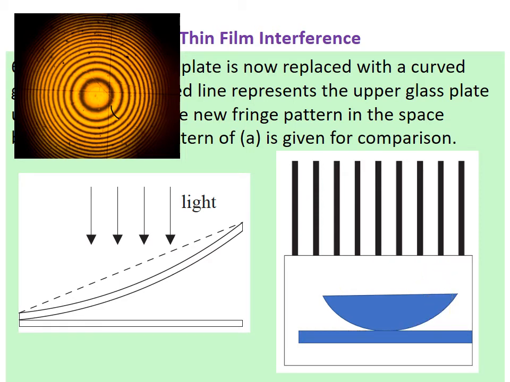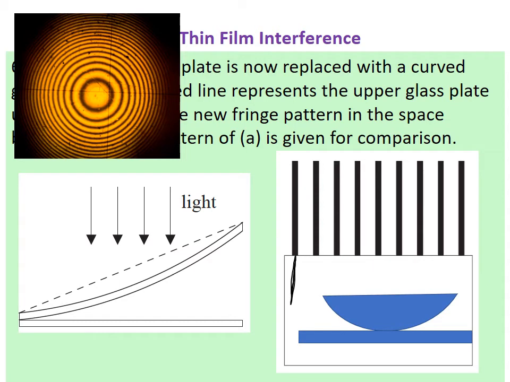Okay, and the important thing to know is that if we replace the flat glass plane with a curved surface, the number of fringes doesn't change. So the closer we are to the left-hand side, the new fringe pattern is very spaced apart, the spacing is far apart.